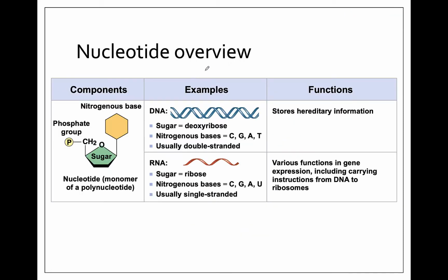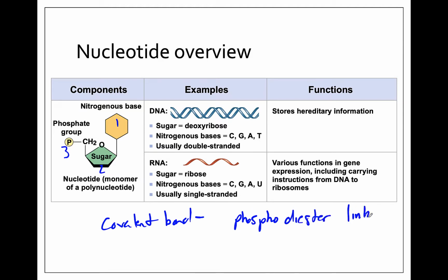So here's the overview of the nucleotides. You need to know the basic structure of the nucleotides, the 3 parts: nitrogenous base, sugar, phosphate. You need to know the 2 different examples, DNA and RNA, and what their functions are. That covalent bond is the phosphodiester linkage.